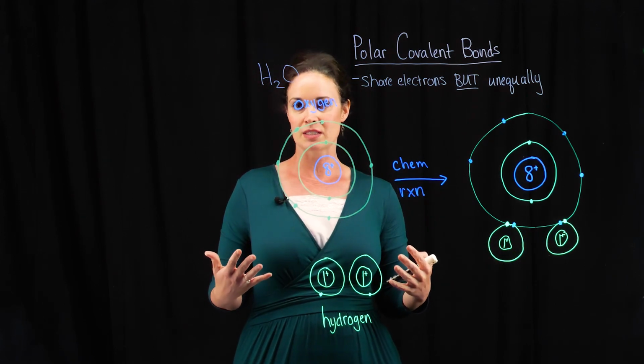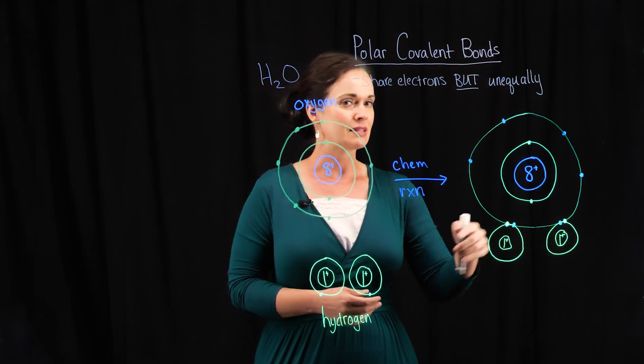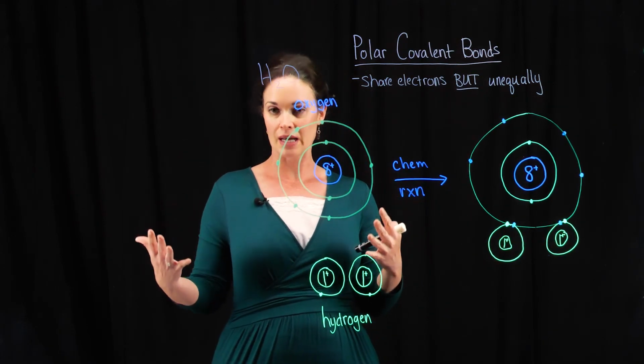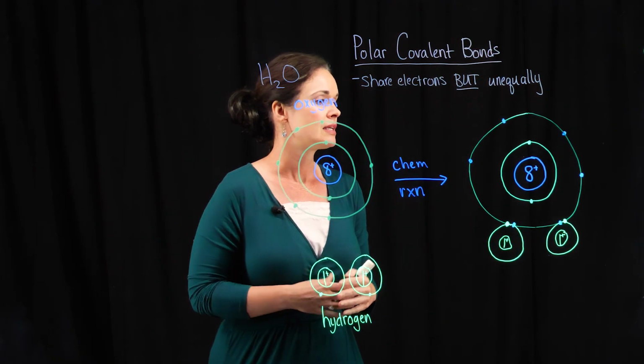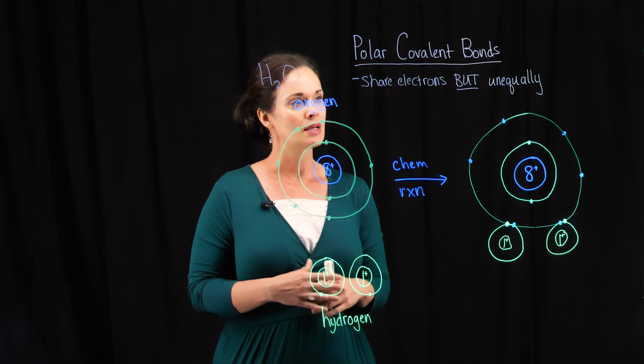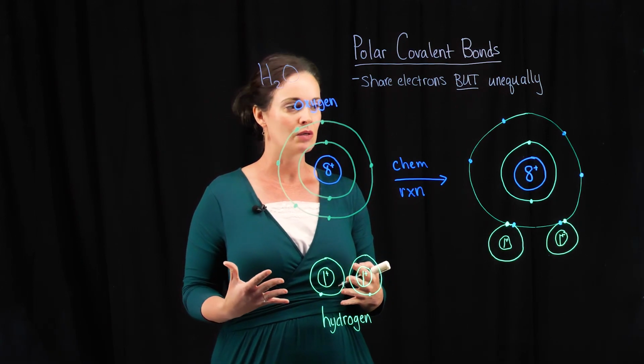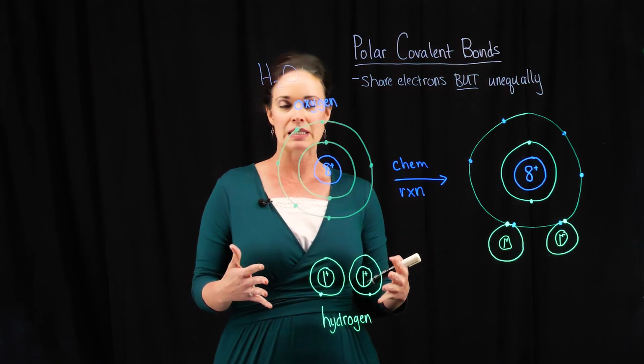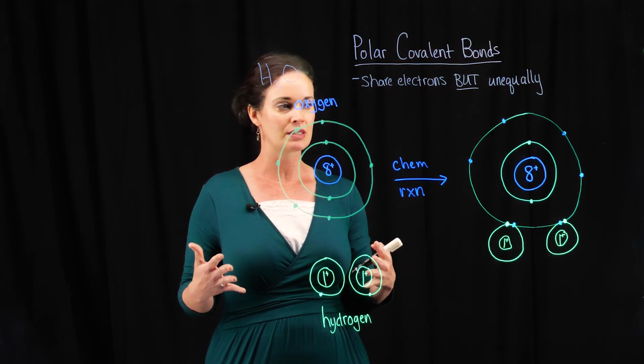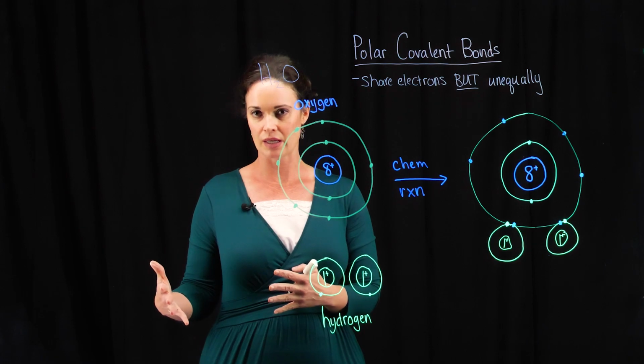Hydrogen is quite a bit smaller. We talked about the fact that this is a covalent bond type, right? It's polar covalent, so they are sharing electrons, but they don't share them equally, okay? And the reason for this in chemical terms is because oxygen is a little bit more electronegative.